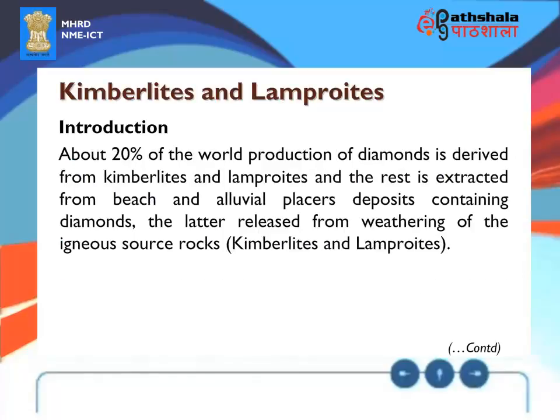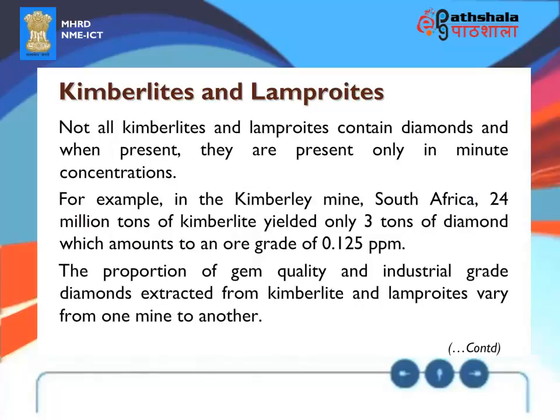Kimberlites and Lamproites. Introduction. About 20% of the world production of diamonds is derived from Kimberlites and Lamproites, and the rest is extracted from beach and alluvial placer deposits containing diamonds. The latter are released from weathering of the igneous source rocks, Kimberlites and Lamproites. Not all Kimberlites and Lamproites contain diamonds, and when present, they are present only in minute concentrations.